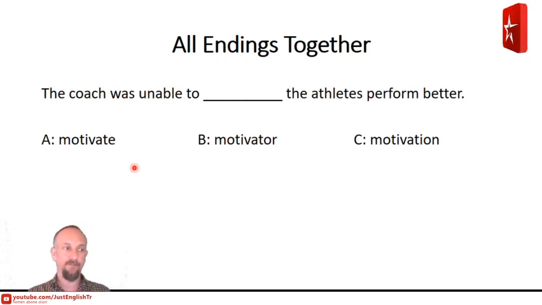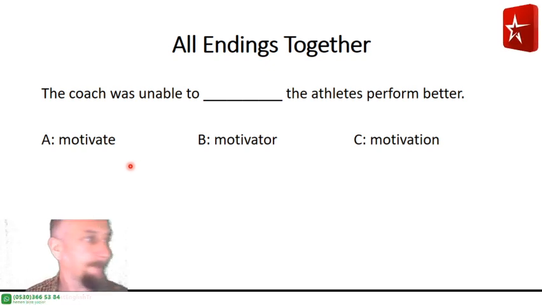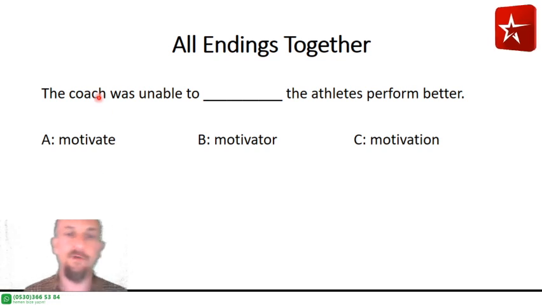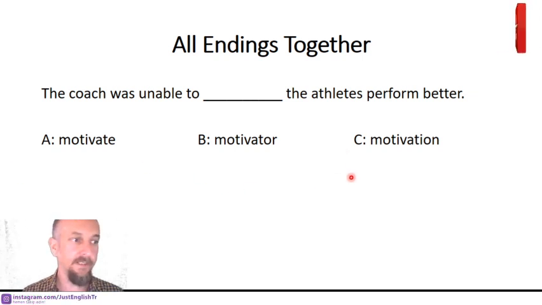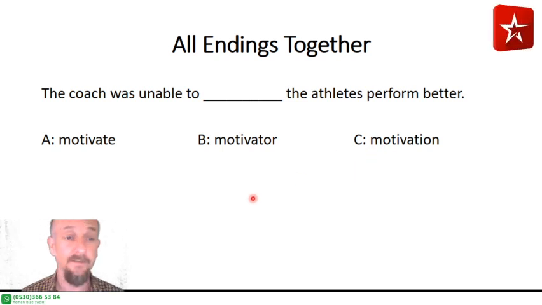So what about the next one then? The coach wasn't able to ___ the athletes perform better. Motivate, motivator, or motivation. A, B, or C. Eren says A. Onur says A. Write the reason as well. Write the reason in parentheses. Don't just say A, B, or C. Go A because we need, or B because we need, or C because we need.